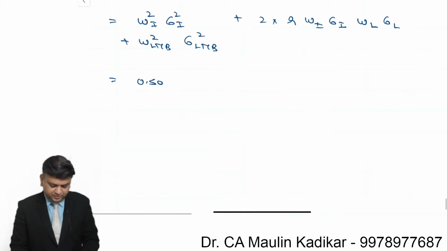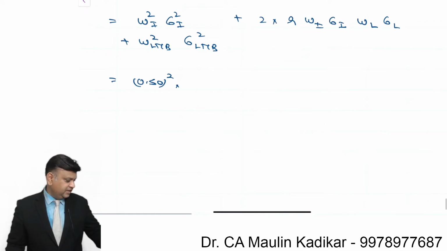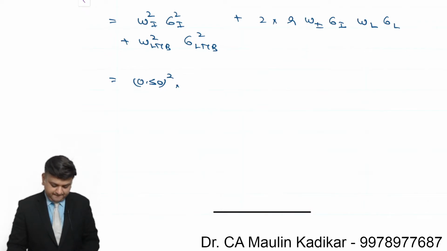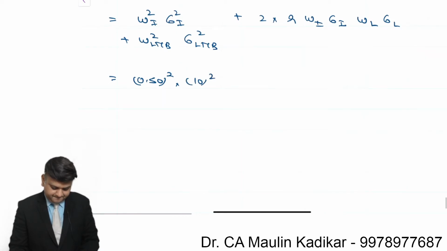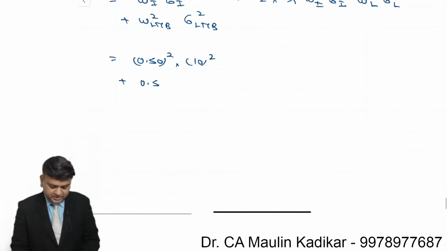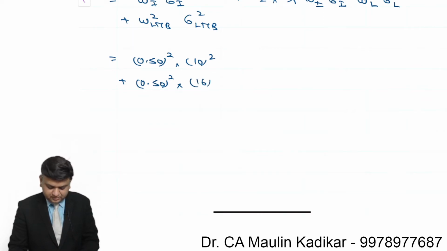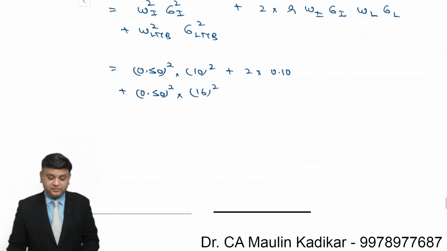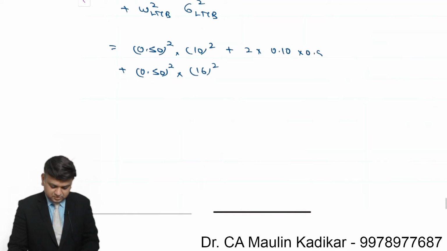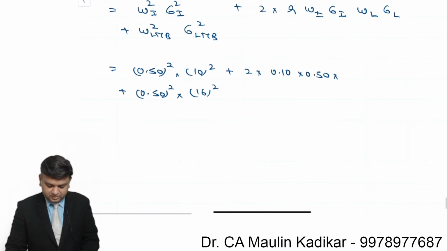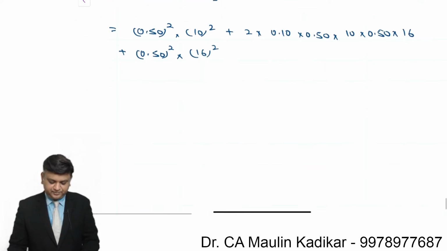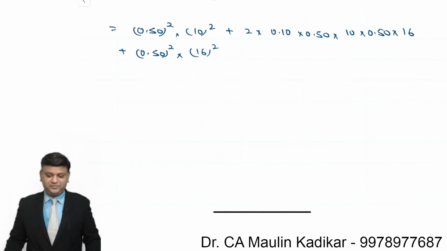इंडेक्स फंड का वेट कितना है? 0.5. और इंडेक्स फंड का स्टैंडर्ड डेविएशन कितना है? 10. लॉन्ग टर्म कॉर्पोरेट बॉन्ड का कितना है? 0.5. और उसका स्टैंडर्ड डेविएशन कितना है? उसका स्टैंडर्ड डेविएशन है 16. 2 इंटू आर, आर कितना है? 0.10. इंटू 0.5 इंटू 10 इंटू अगेन 0.5 इंटू 16. दैट इज अ वे वी आर रिक्वायर्ड टू मेक द कैलकुलेशन ऑफ आंसर.